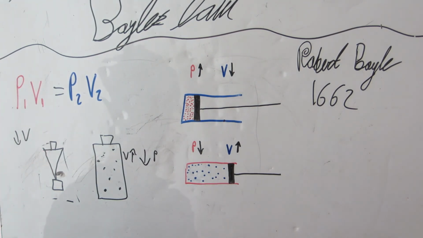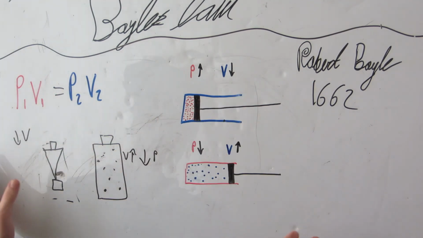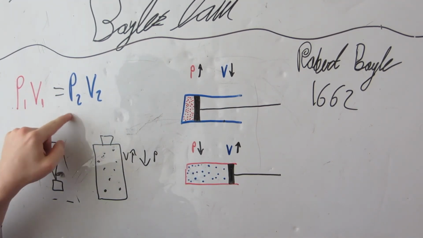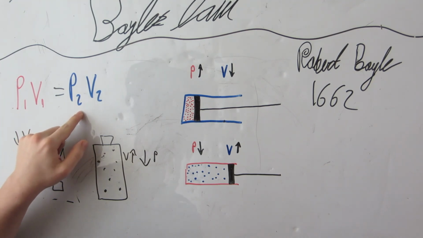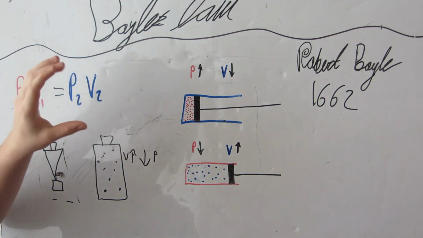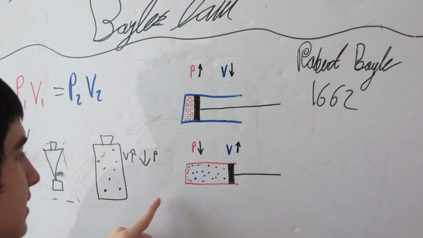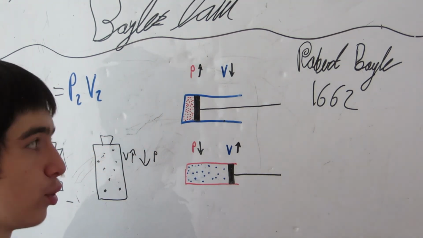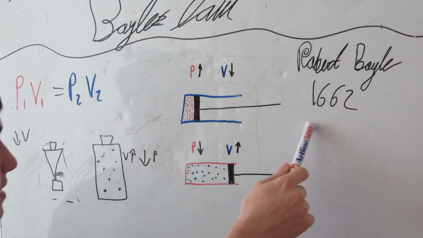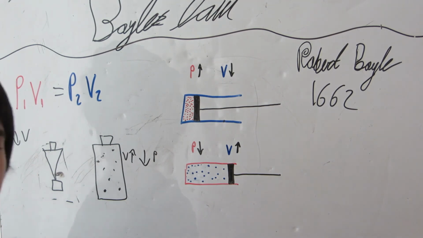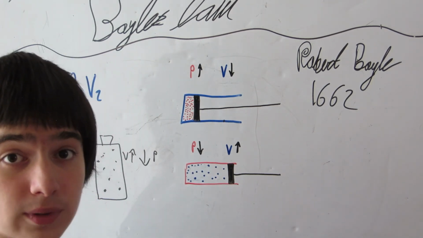So this is all about Boyle's law, which is simply P1 times V1 equals P2 times V2. That means that as pressure increases, volume decreases, and as volume increases, pressure decreases. It was discovered in 1662 by Robert Boyle. So this is all about our lesson for today, and I hope it was useful.